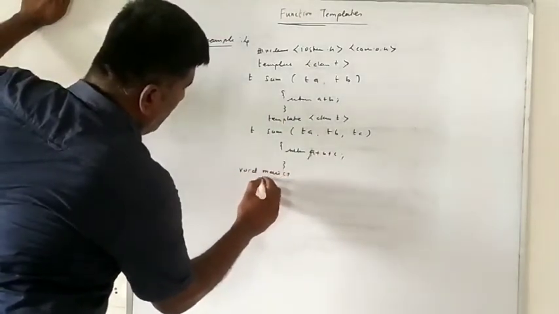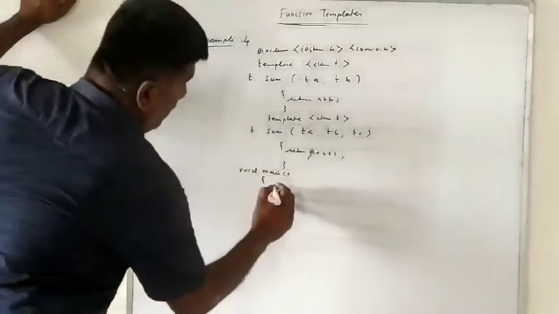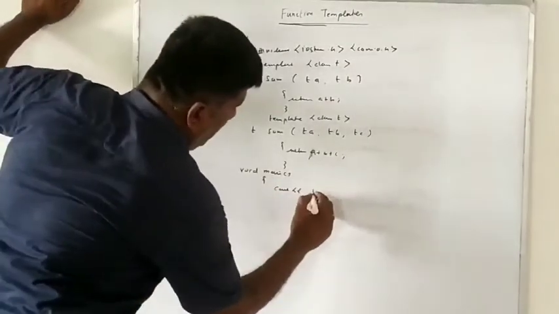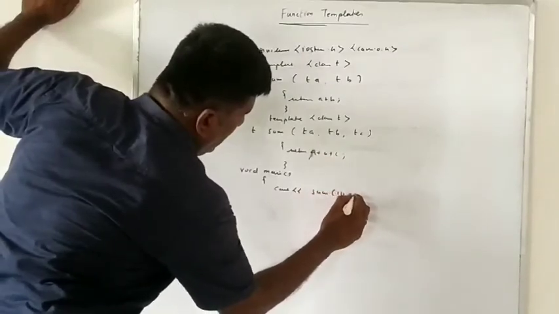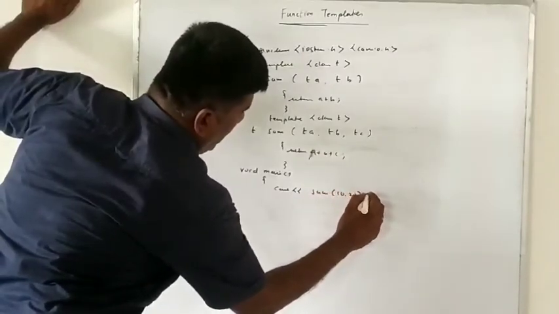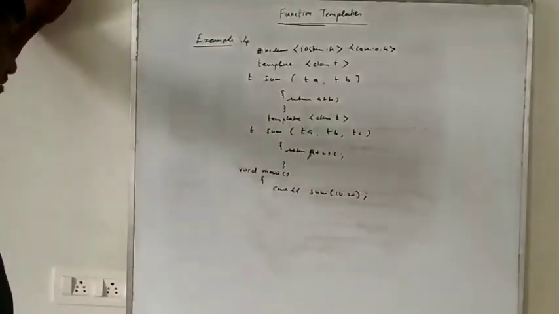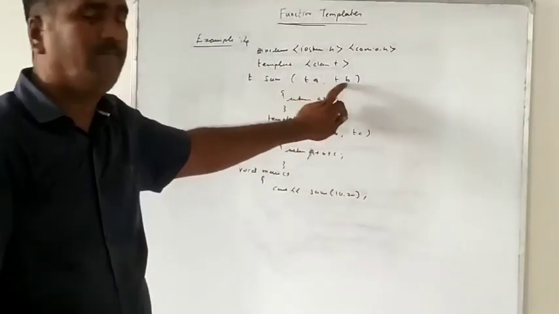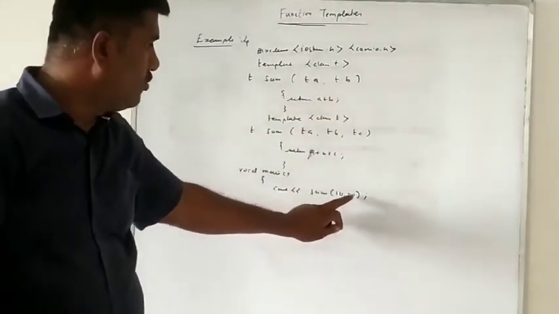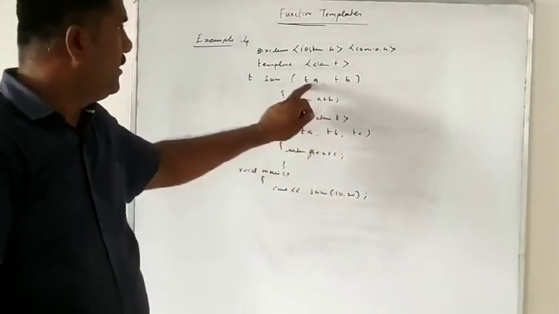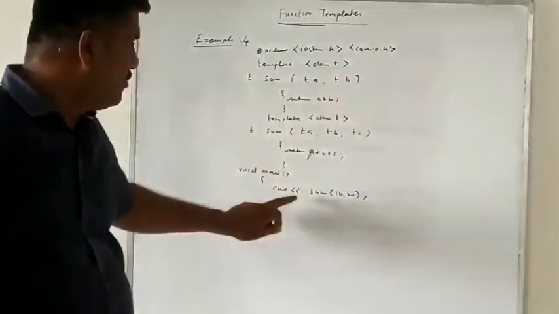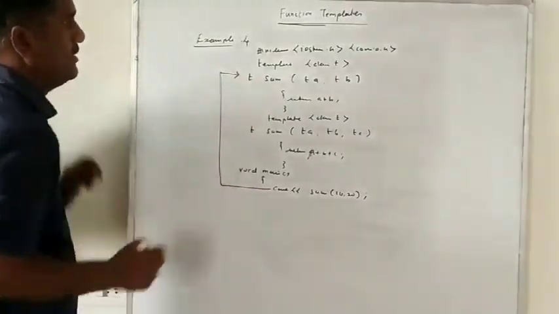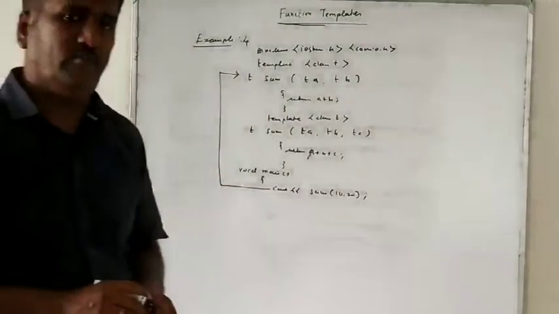Void main. First, cout sum of 10, 20. Suppose you find out sum of 10, 20. So two integers, and at the same time, two parameters. So for the first function call, this function template is invoked.